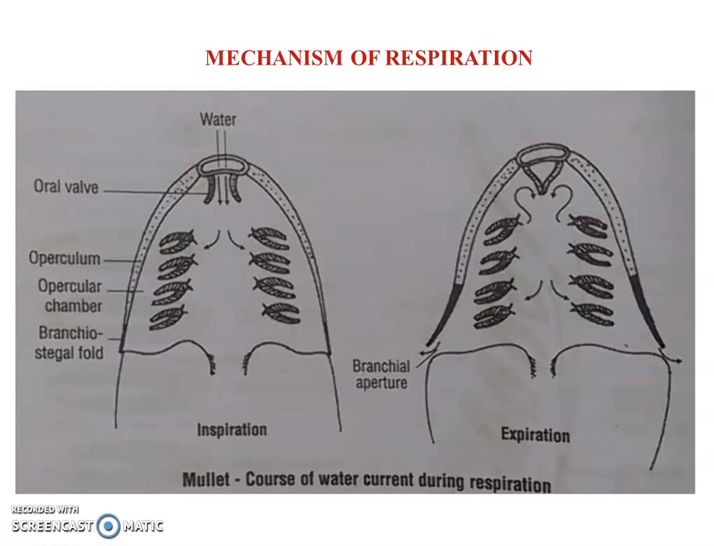So now during inspiration, what are the various phases? The branchiostegal fold of the operculum remains tightly closed, okay. The branchiostegal fold of the operculum remains tightly closed or pressed against the body wall, okay. And this completely closes up the branchial chamber. Now the branchial chamber is a completely closed chamber.